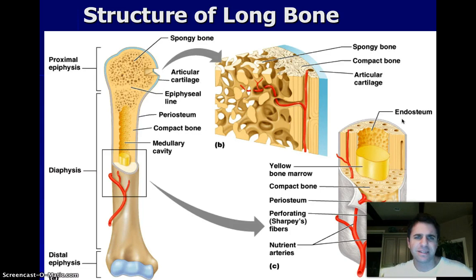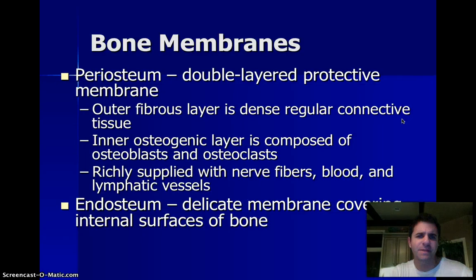I hit everything on this? I think so. Okay. So the periosteum, double-layered protective membrane, its outer fibrous layer, its dense connective tissue, and then inside you have the bone itself, osteoblasts and osteoclasts, where we'll talk about that in just a second. That's the inside layer as new bone is forming. And it's super rich in blood supply and nerve fibers and so on. The endosteum, as we talked about, is the membrane covering the internal surface of the bone of the medullary cavity, and it's there for protection as well, but it's a little more delicate.